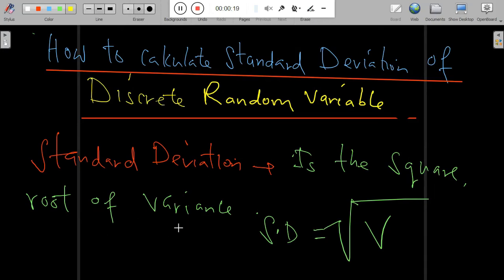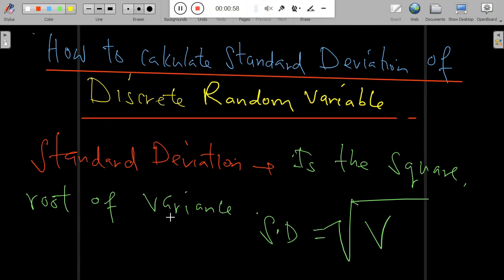So today I'm going to take you through the standard deviation of a discrete random variable. We are going to look at how we can calculate the standard deviation for a discrete random variable. Standard deviation is the square root of variance. In a simple way, we find the variance from the expected mean, then we take the square root of the variance to obtain the standard deviation.